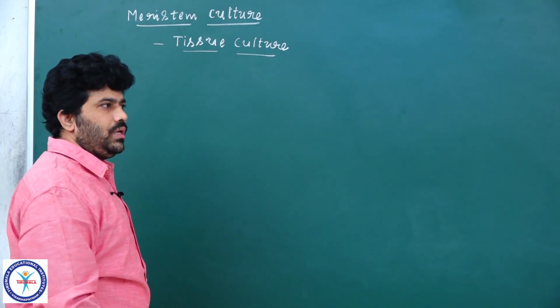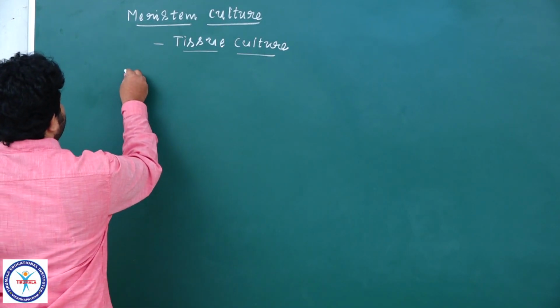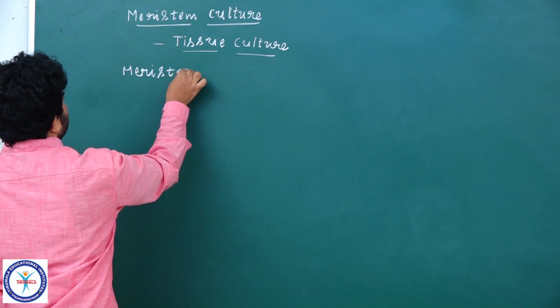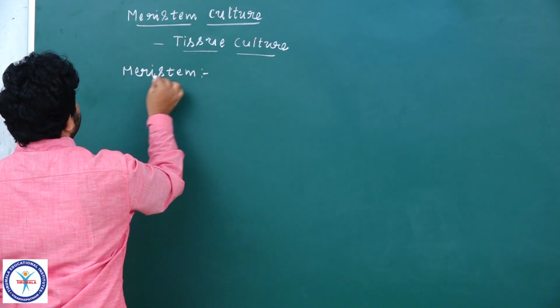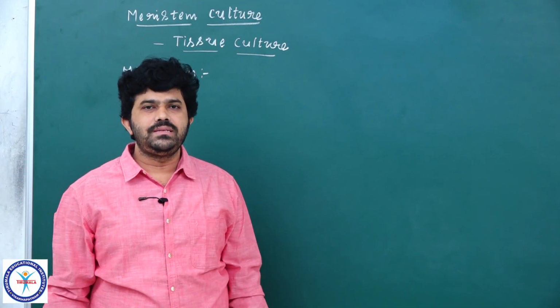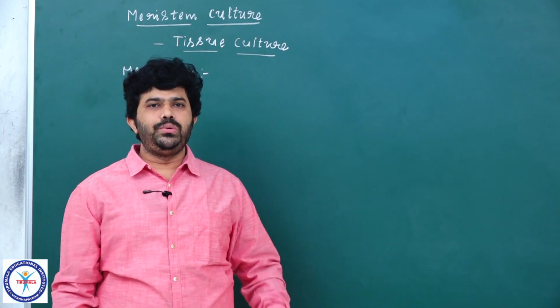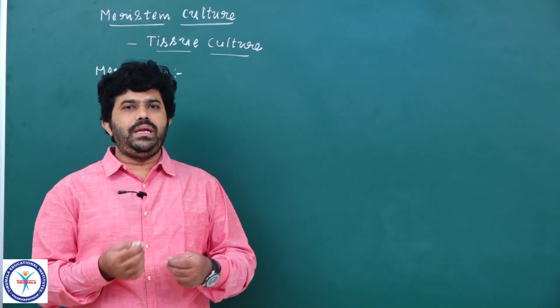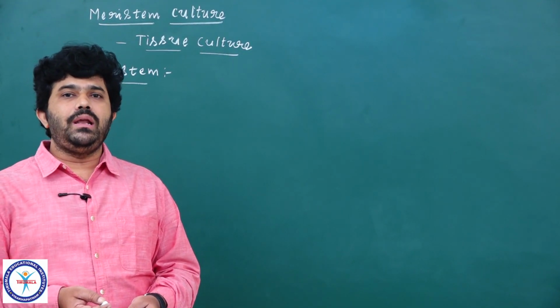I think you learned the term meristem very well in your previous class. Meristem means the capability or ability of plant cells to divide rapidly, where a number of plant cells divide rapidly and produce a large number of cells which are needed to make tissues and organs.